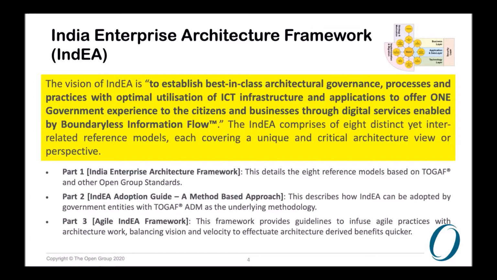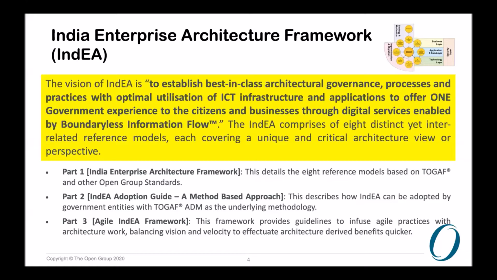Have we achieved that vision yet? That is something that I will share, but the vision as a long-term goal has been established. Now, the India Enterprise Architecture Framework consists of three parts. Number one, as you can see at the bottom, is the framework itself, which consists of 8 reference models based on TOGAF. I think all of you are aware of TOGAF, and the picture on your right top shows the crop cycle, as we call it, which covers the various areas of architecture, all the way from strategy to implementation.